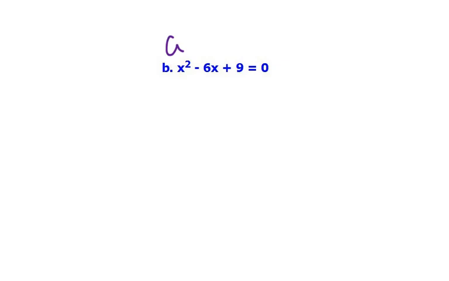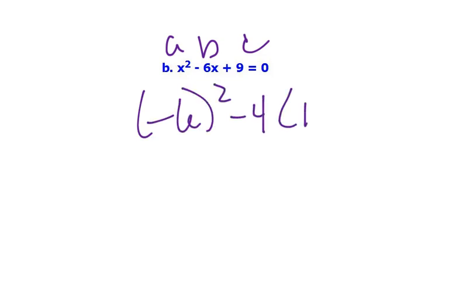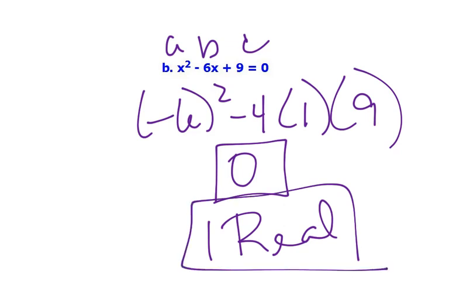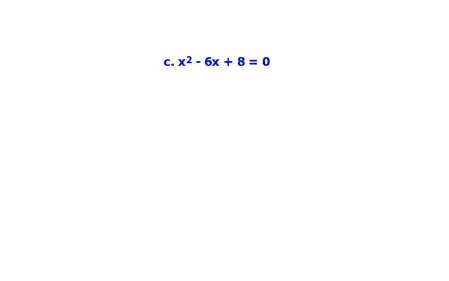Okay, A is 1, B is negative 6, C is 9. So negative 6 squared minus 4 times 1 times 9. Type that in your calculator. You get 0. That is the discriminant. Since it is 0, I will have 1 real root. Those are both going to make up your answer, 2 parts.